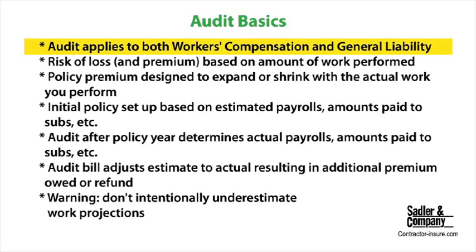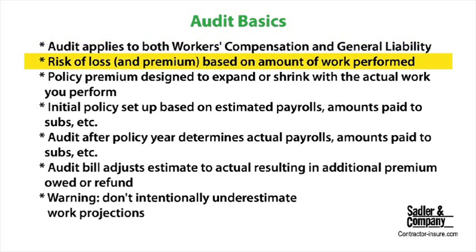Let's cover some of the basics. Both your work comp and general liability policies are subject to audit. You may also have a builder's risk policy that's subject to audit, but that's a topic that we'll take up on a different video. Under both work comp and general liability, the risk of loss fluctuates with the amount of work that's performed by a builder. The more work, the greater the risk of a claim and the corresponding need for your insurance carrier to collect more premium.